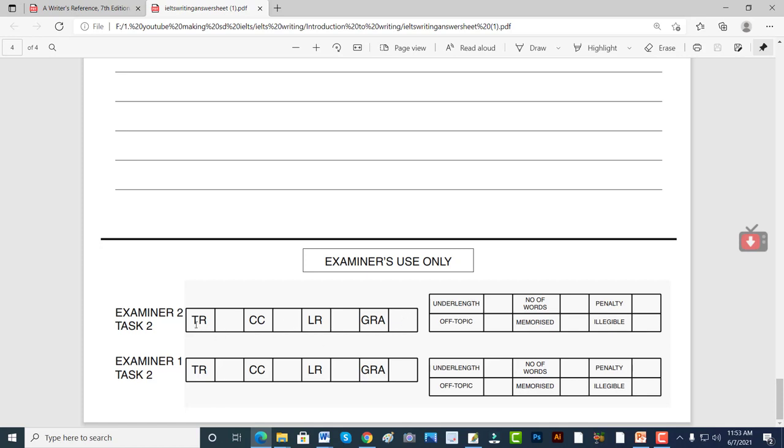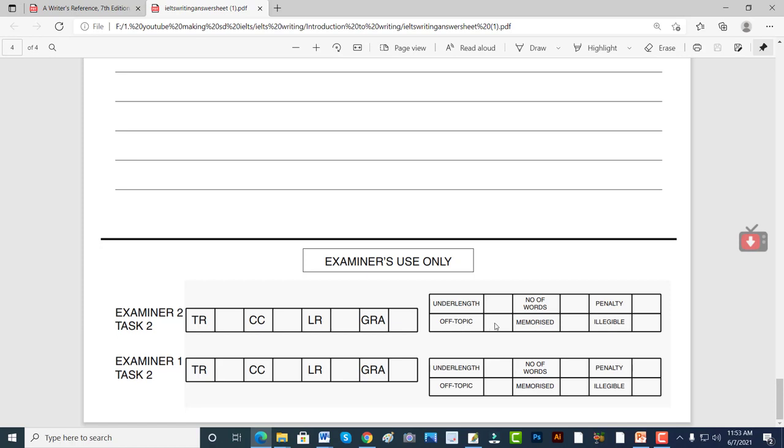For example, in task response you have got 6, here you have got 7, let's say you have got 8, grammar you have got 7. So on average you might get 7 or 7.5. That will be your score in IELTS writing. But there are other things you need to consider under length. For example, they instructed you to write 250 words, but you have written 240 words. You cannot get a better score.